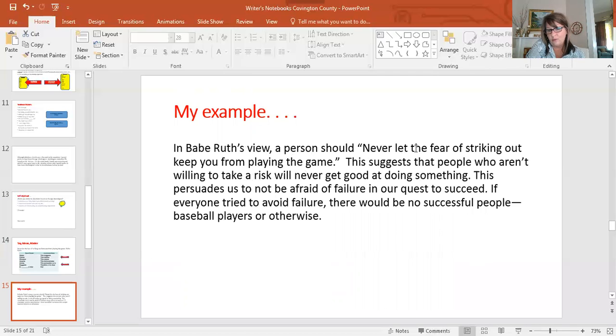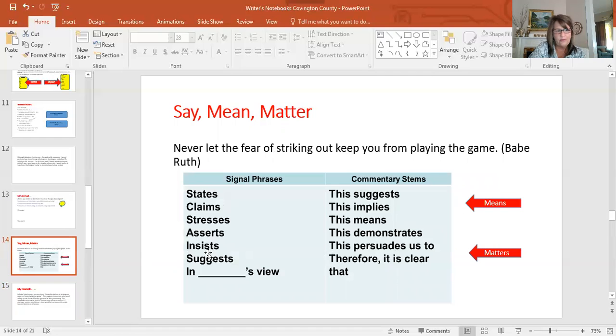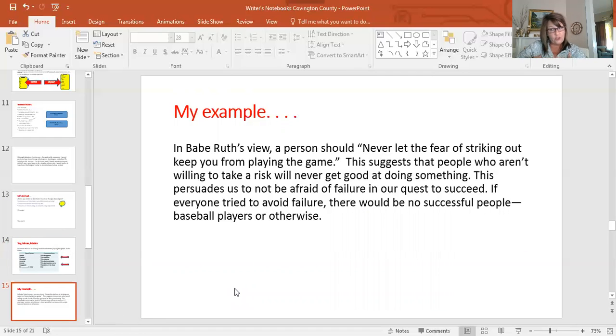If you're not willing to take the risk, if you have a fear of striking out, then you won't play the game. So I just said this suggests that people who aren't willing to take a risk will never get good at doing something. If you're not going to play the game, you're never going to get good at playing the game. And so why does that matter? Well, it matters. It's significant to our lives. This persuades us to not be afraid of failure in our quest to succeed. If everyone tried to avoid failure, there would be no successful people, baseball players or otherwise.